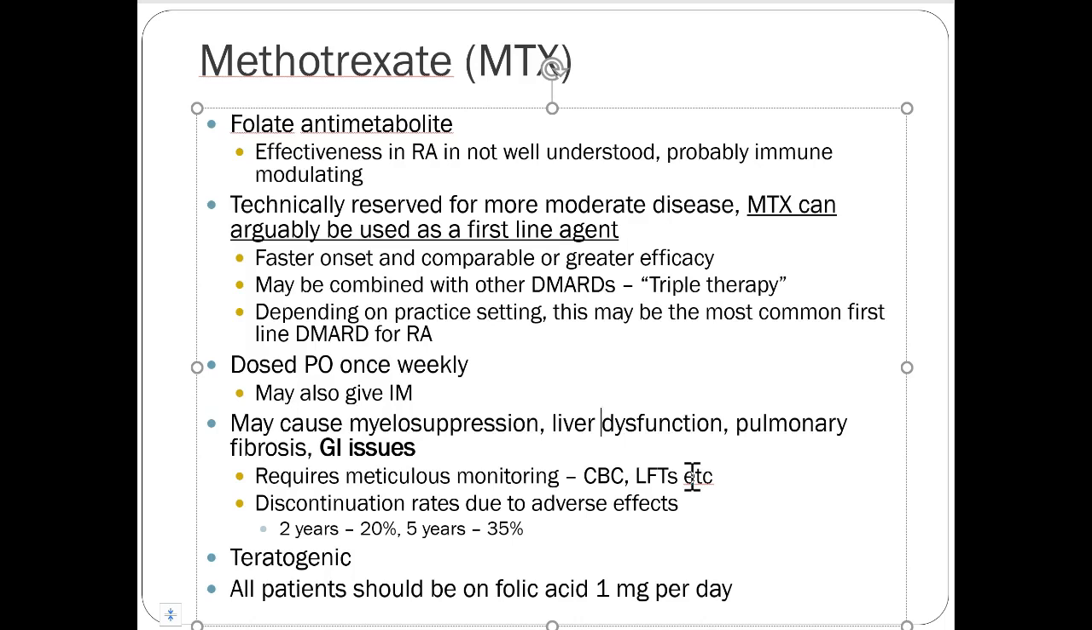The drug is also teratogenic, so it's not useful in pregnant patients, which, if you think about rheumatoid arthritis, does happen in young patients, does happen in female patients. So our women of childbearing age who want to start a family, that's a big problem for them, so we have to watch out for that.